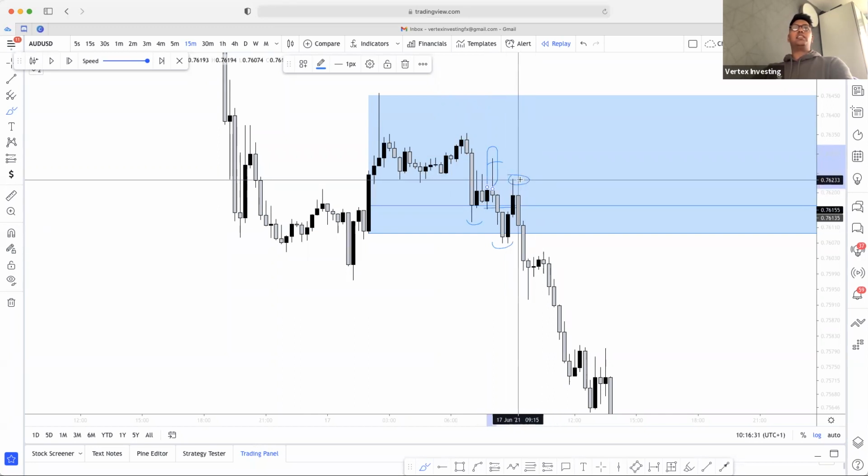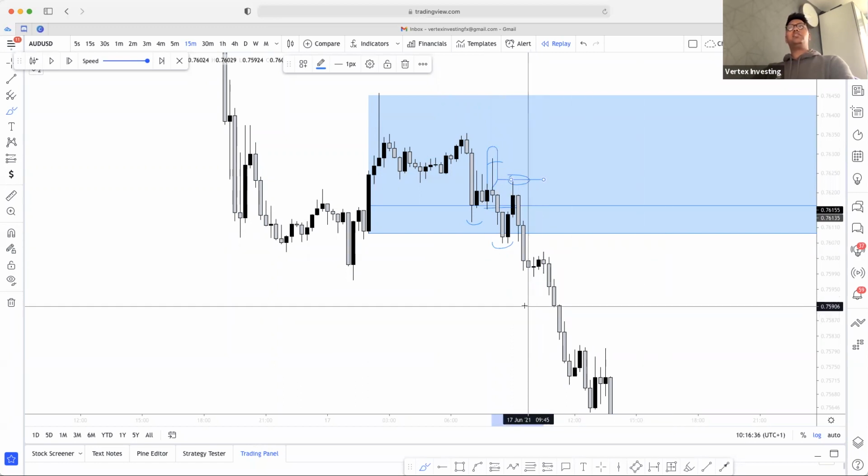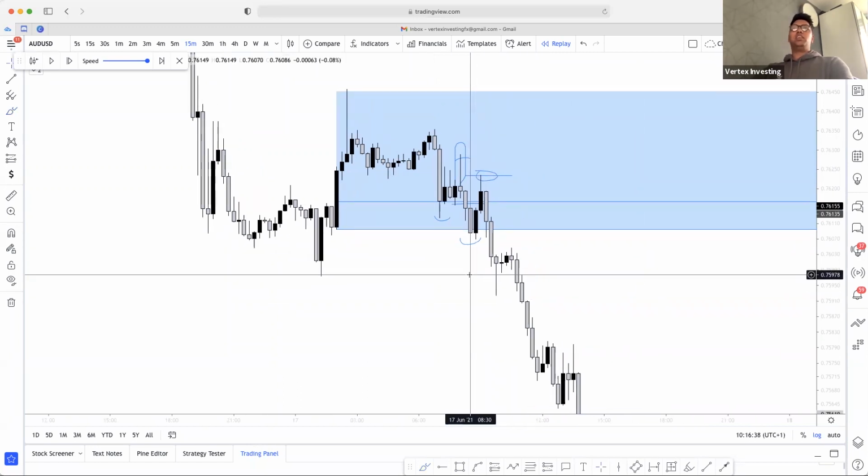So the point of invalidation is going to be this last mitigation here. The way to describe invalidation in simple terms is looking for the last reaction, and your invalidation is the point above it, if that makes sense.